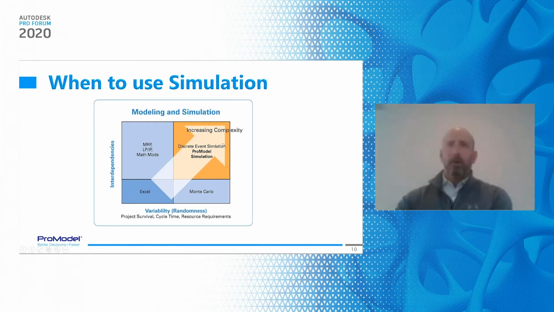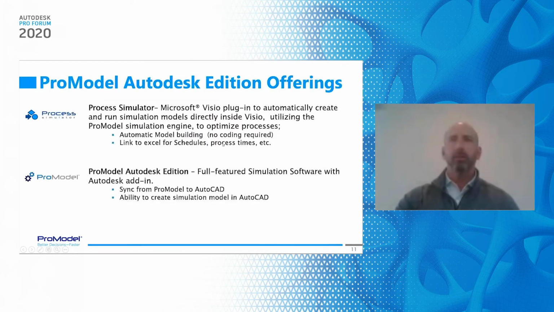So with a quick introduction to simulation, next we're going to walk through what the products are here at ProModel. ProModel has two different simulation tools that integrate with the Autodesk offering. The first tool is called Process Simulator. Process Simulator is a Microsoft Visio plugin. It is a tool that takes a process map in Visio and automatically creates a dynamic simulation model.